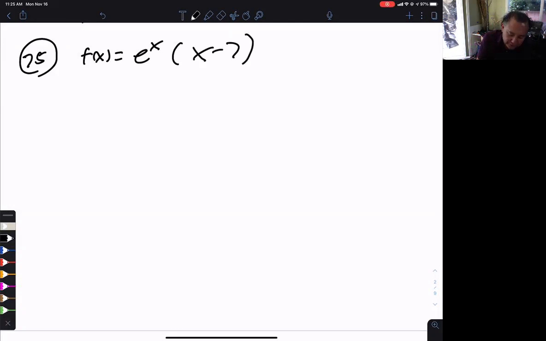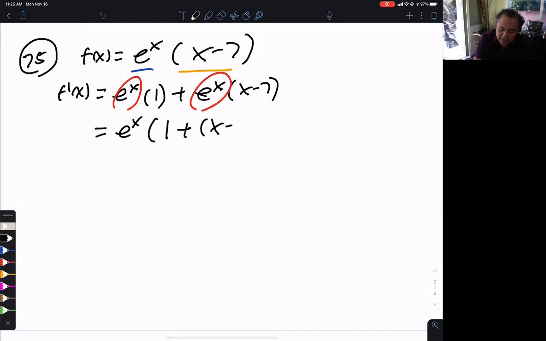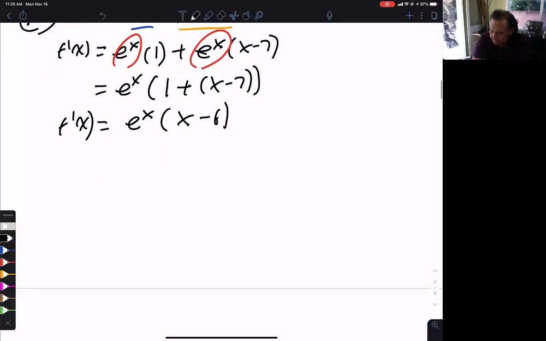So let's find the first derivative. This is a product. I have two things being multiplied. So I leave the first alone times the derivative of the second, plus I take the derivative of the first and leave the second alone. Now you notice they both have a common factor of e to the x. Always factor out your common factor. I'm left with 1 plus x minus 7, which gives me e to the x times x minus 6 if you combine like terms. Now I need to take the derivative again.